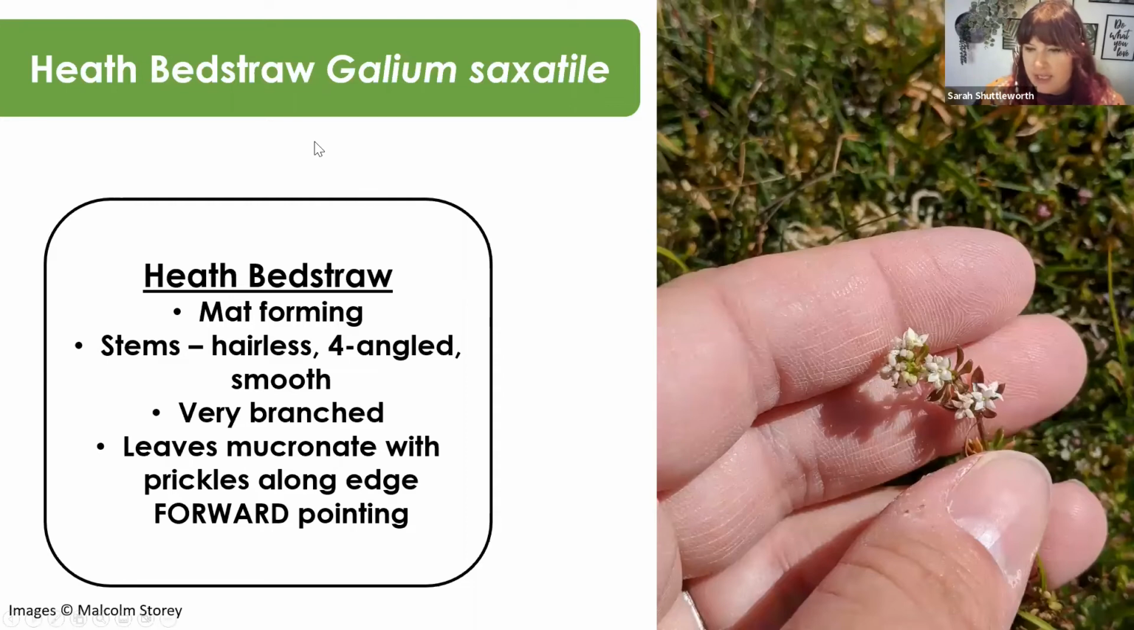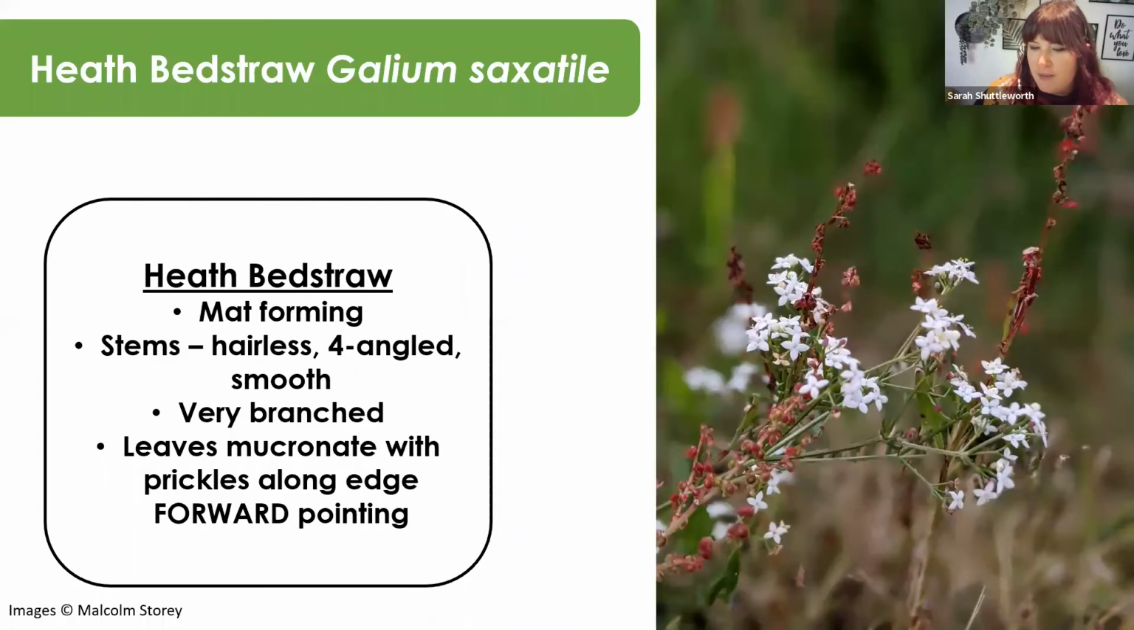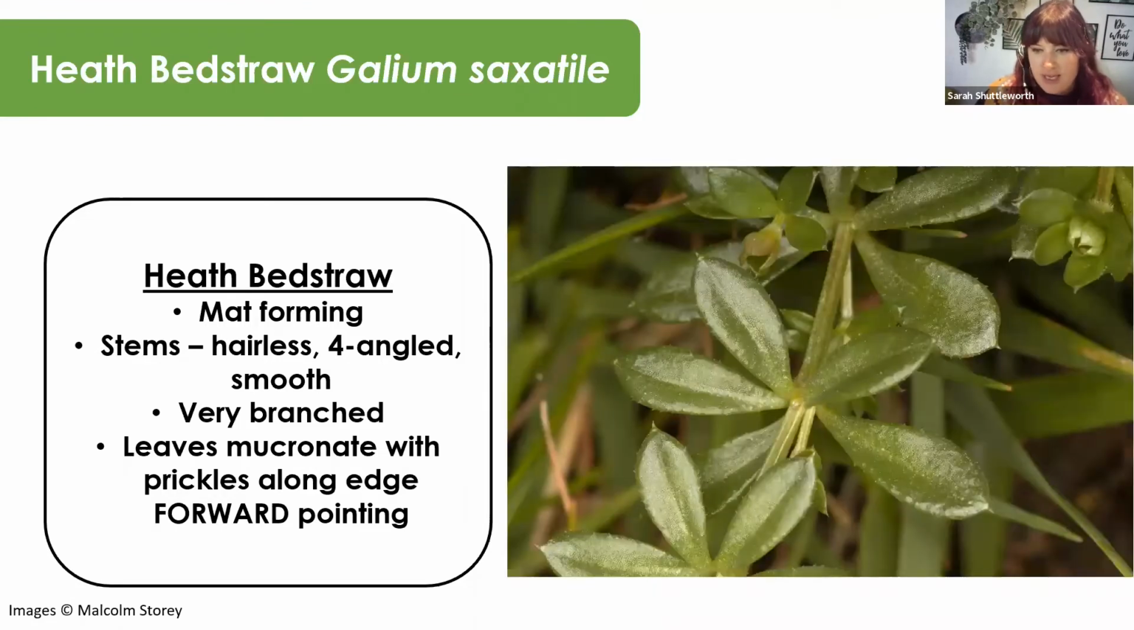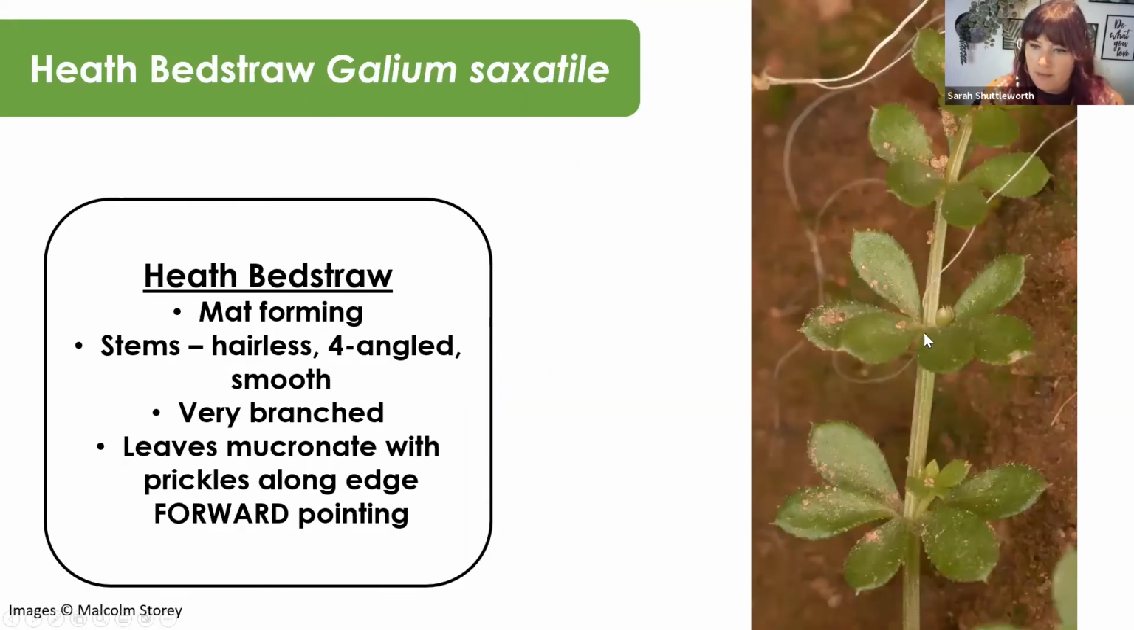So you can see the tiny little flowers that are simple and white. And you can see that forming that lovely effect with the sheep sorrel there. And then on this one, we've got those four-angled stems, and you can see the prickles. You can see the mucronate tip here, and those forward-facing prickles. But they're very, very small. As you can see, it's quite difficult to even make it out from this close up image. So it's not going to feel like madder or anything really rough or sharp. If you were to look with a hand lens, that's what you would see.